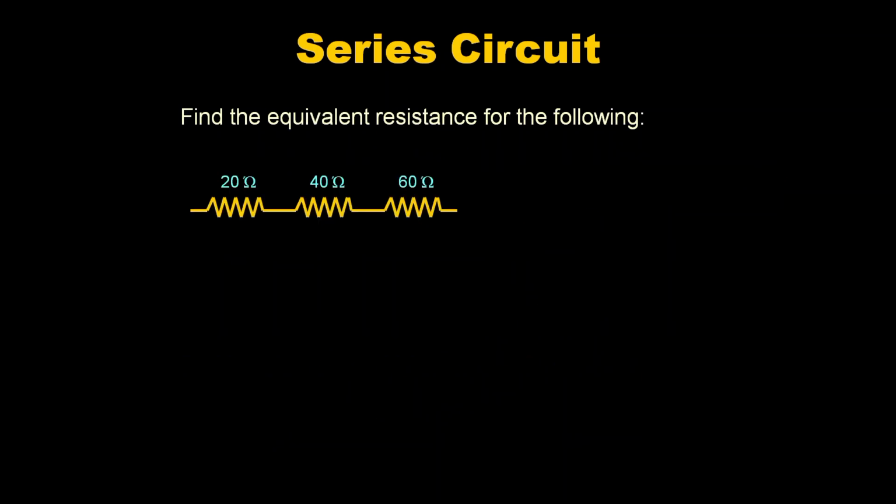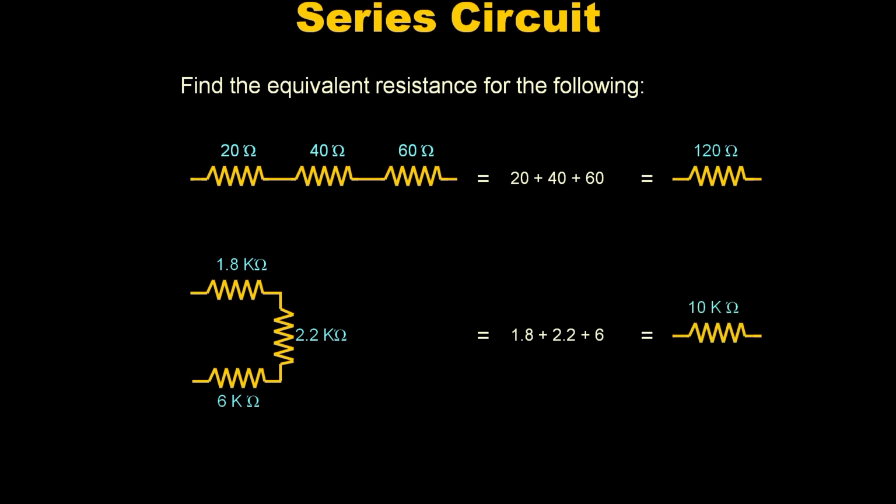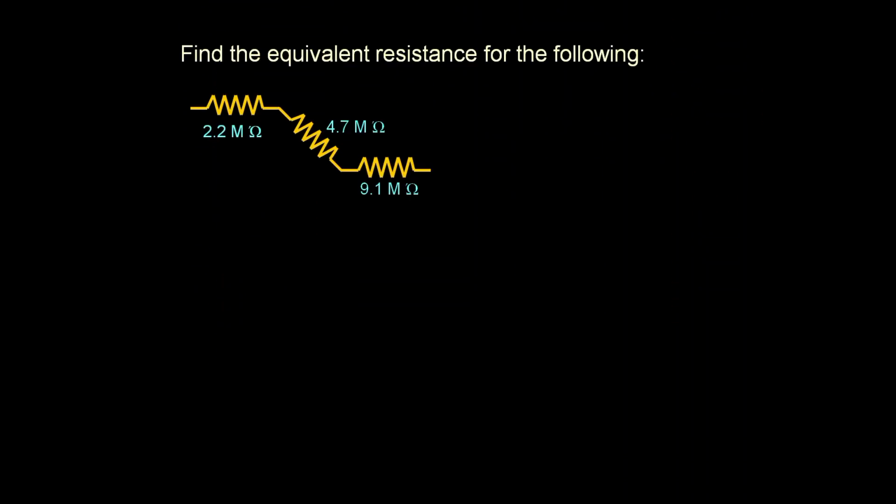So for example, this is nothing but 20 plus 40 plus 60, which is 120. And for this also, 1.8 plus 2.2 plus 6, which is 10 kilo ohms. This is kilo, obviously. And this is also series, because you can see here only one end is connected to the other resistor, not both ends. So this is obviously a series circuit. You just have to add the three things.